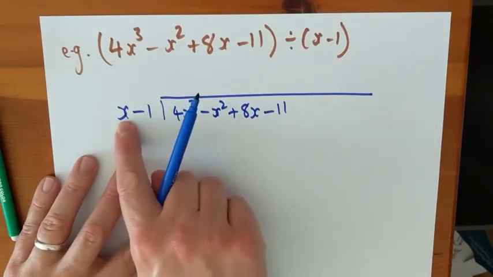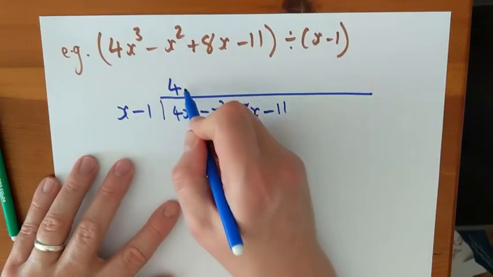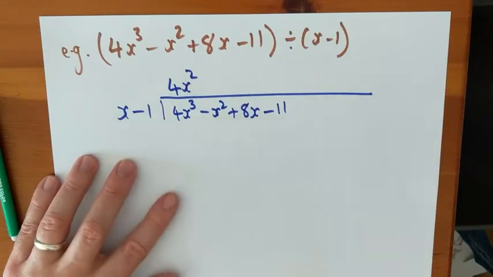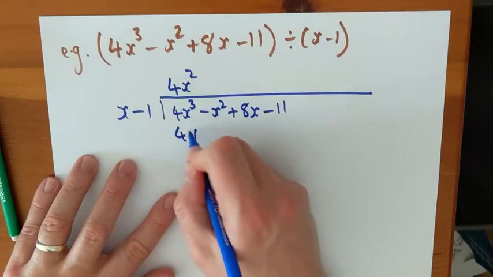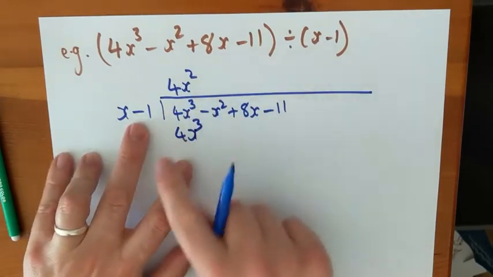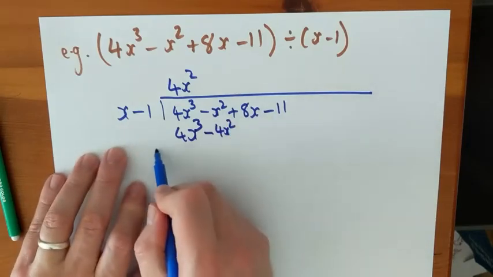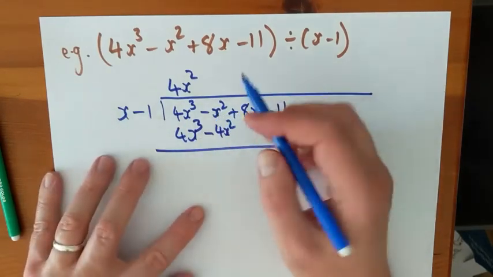So to multiply this by something to get me this, I would have to multiply by a 4 and an x squared. 4x squared times x gives me 4x cubed, which is brilliant. So then I actually do the multiplication, this times this gives me 4x cubed. I also have to multiply by the -1, so minus 4x squared. Subtract away, that disappears. I'm subtracting away here, so be careful.